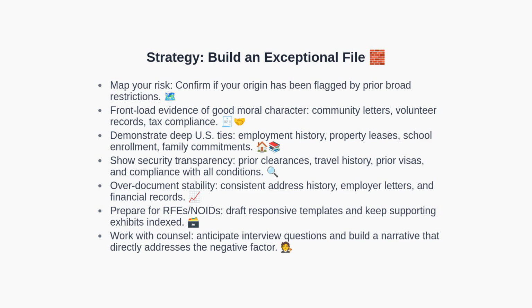Prepare in advance for potential RFEs or NOIDs by drafting templates and indexing exhibits. Finally, collaborate with counsel to build a direct, credible narrative that addresses the country of origin negative factor head-on.